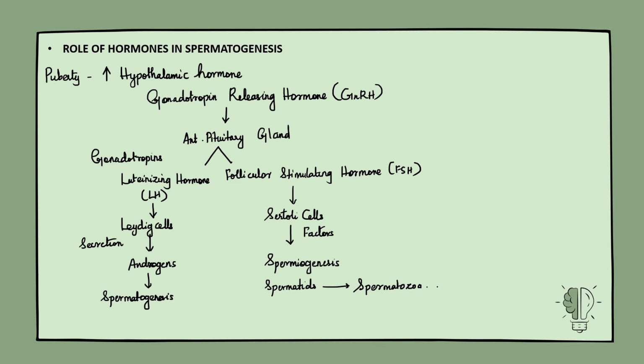So we've learned that at puberty, there is a significant rise in the gonadotropin releasing hormone, which stimulates the anterior pituitary gland to secrete two gonadotropins, namely the luteinizing hormone and the follicular stimulating hormone. The luteinizing hormone acts on the Leydig cells, which secrete androgens, which help in spermatogenesis. While the follicular stimulating hormone acts on Sertoli cells to release certain factors which help in spermiogenesis.